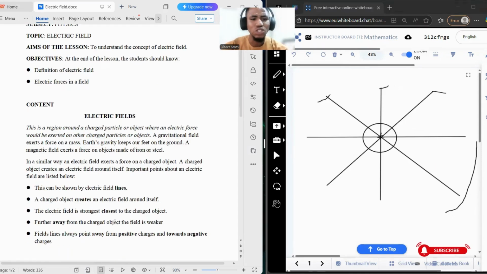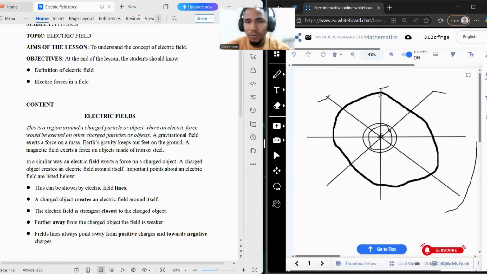The electric field is strongest closest to the charged object. So this field here is the strongest. Why? Because it's close to the charged object. Further away from the charged object, the field is weaker. Why are these regions so weak? Because they are at a large distance from the object itself. That's the charged object. Field lines always point away from positive charge and towards negative charge.